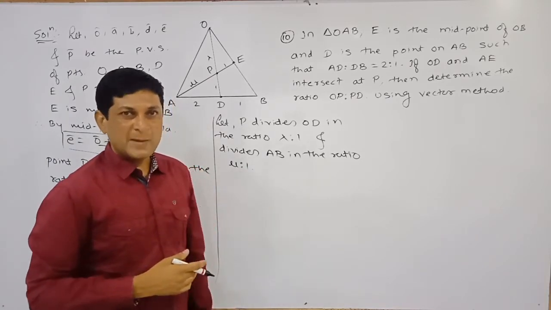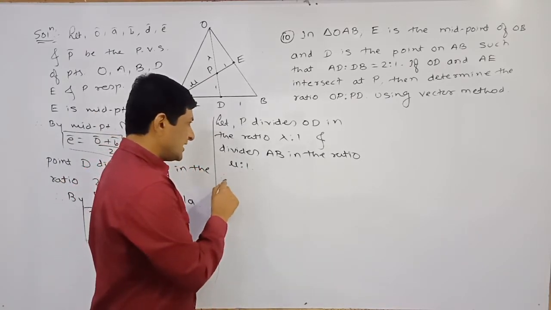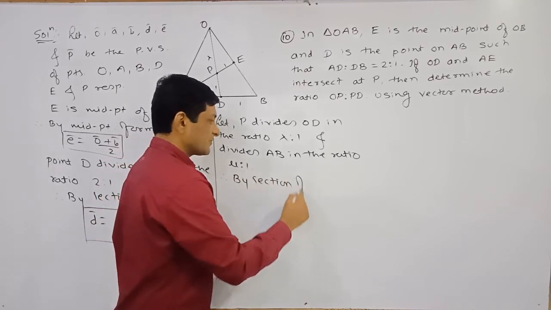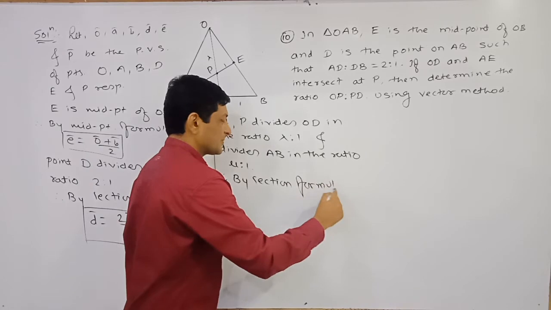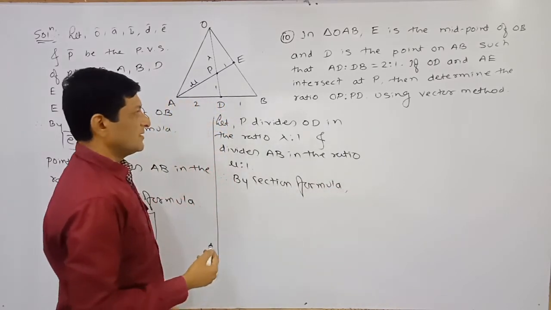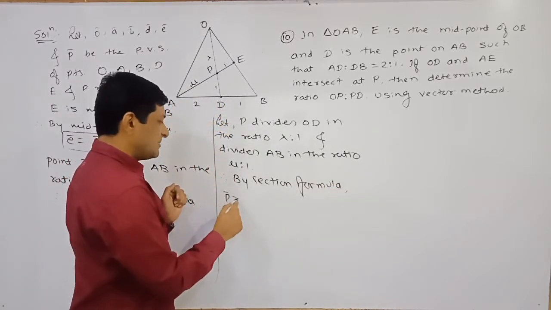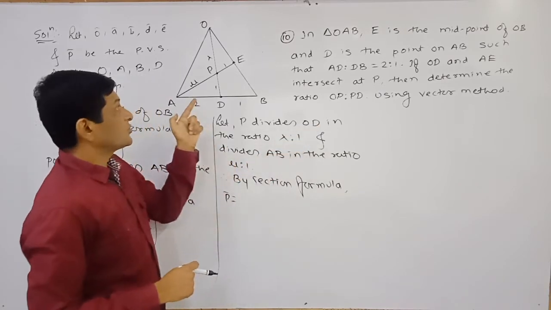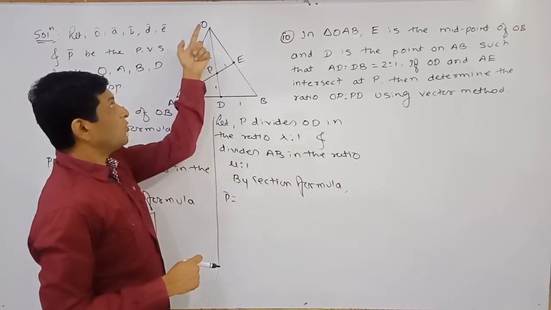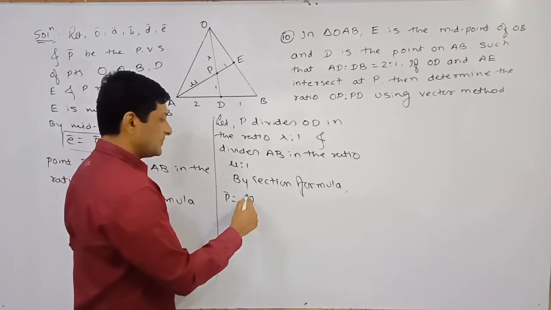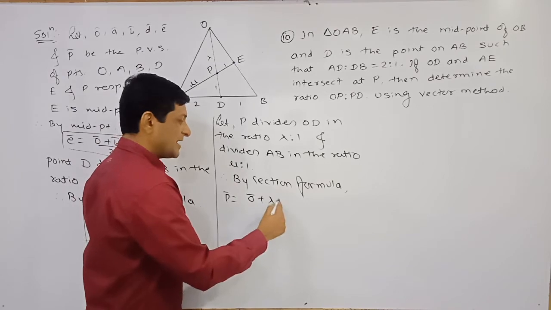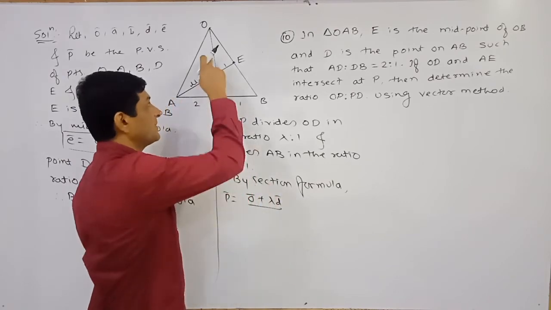So we are able to apply section formula. Therefore, by section formula, see what we will get here. First we are finding the value of P bar if it divides OD in the ratio lambda is to 1. So what we will get then? 1 into P bar will be equal to O bar plus lambda into D bar, which will be equal to lambda D bar divided by 1 plus lambda.